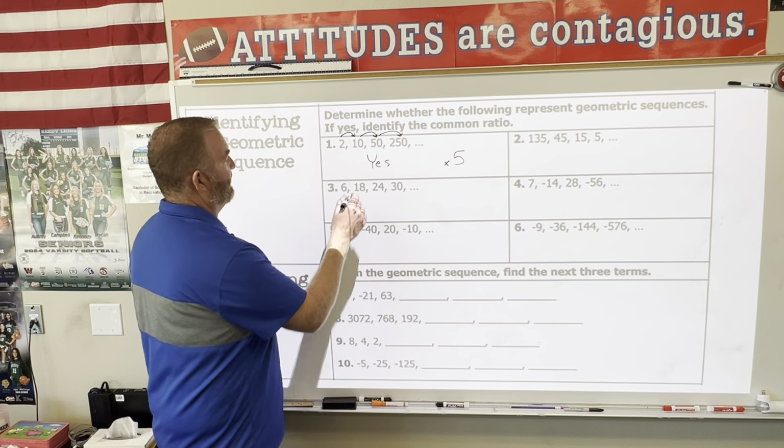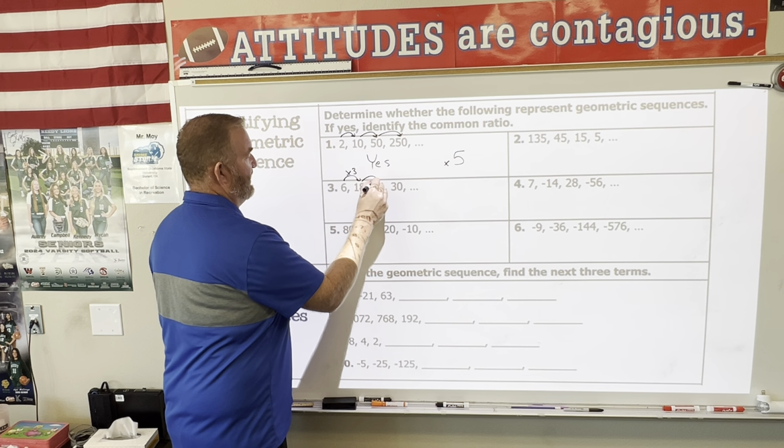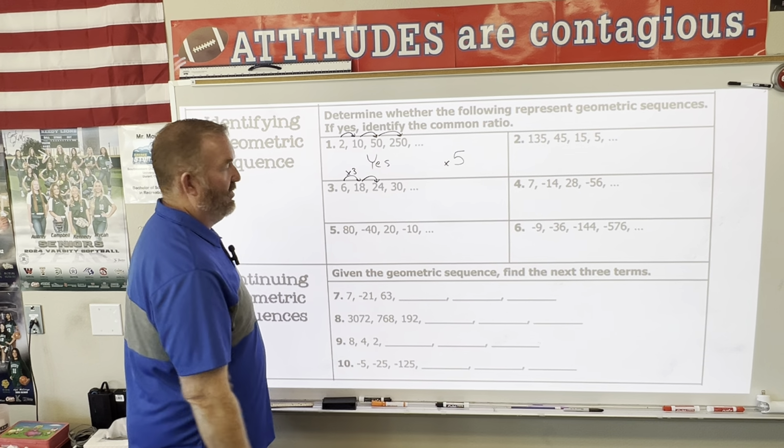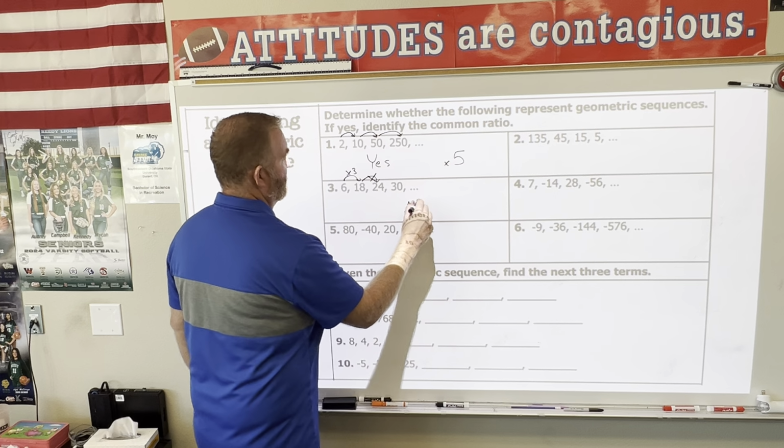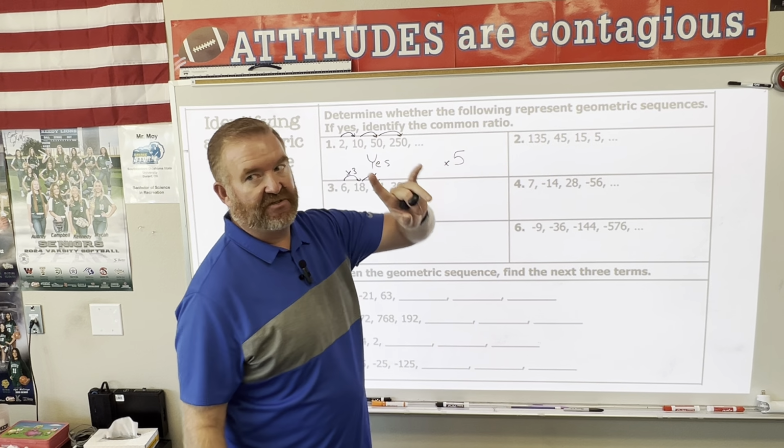What about this one? How do you get from 6 to 18? Times 3. So let me ask you this: is 18 times 3 24? No, it is not. So does that work? No, it does not. Let's go to the next one. We'll get back to number 2 in a minute because that one's kind of tricky.